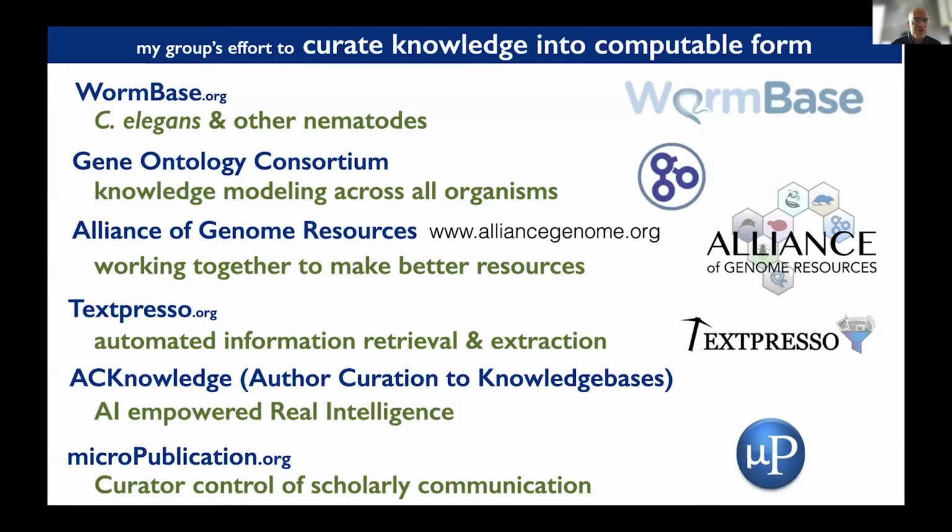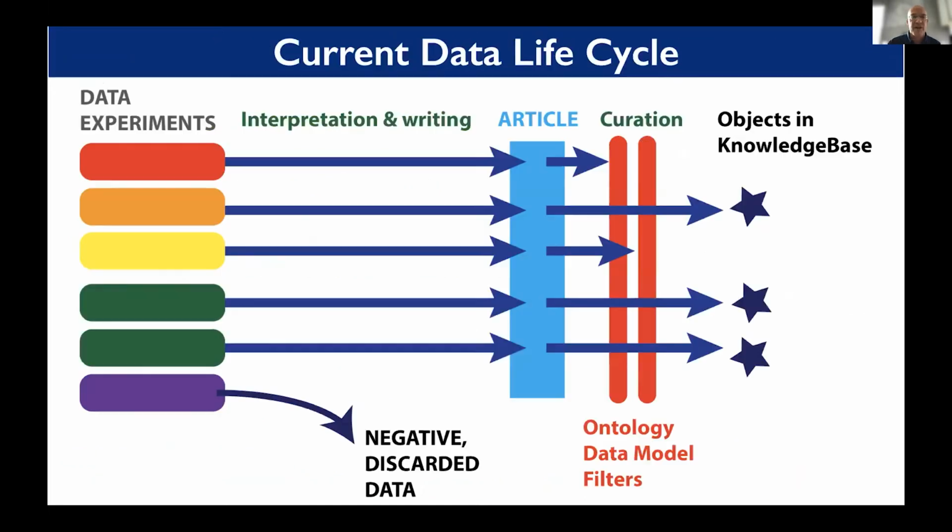If you went to the poster session, you heard Kimberly discuss the Acknowledge system, which I'll discuss briefly in a few minutes, about how you can use artificial intelligence to empower and leverage real intelligence, which is a way to scale expert curation, and also talk about how if we really have control of scholarly communication by biocurators, we could do things even more efficiently.